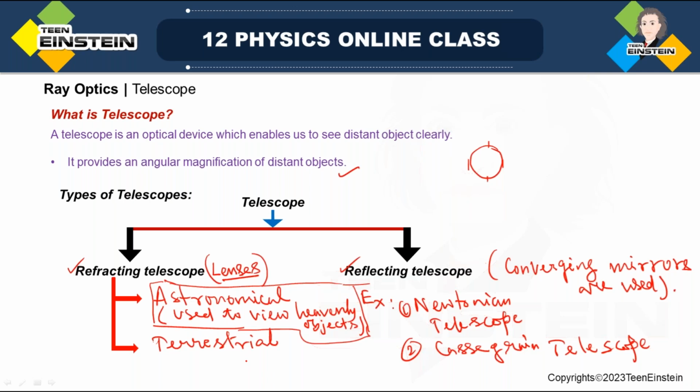We will not go into very much detail, but reflecting telescopes we will see again in detail. Okay. So I think this is there in the syllabus, astronomical telescope, like magnifying power of astronomical telescope. Okay, let us then discuss astronomical telescope now.